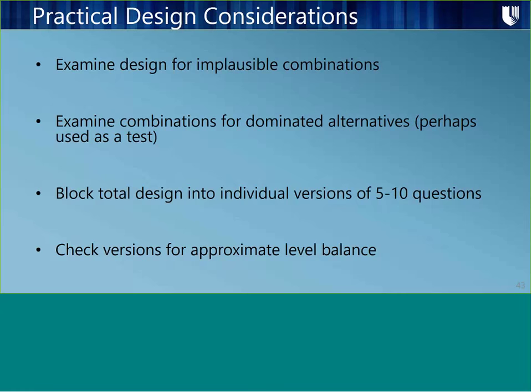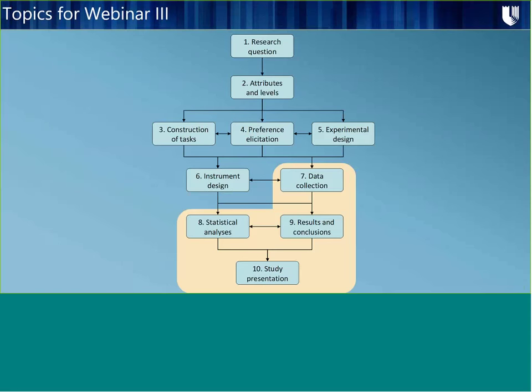The other concern we have has to do with making sure that these versions are administered an equal number of times. We'll talk about that again in the next webinar. So in the next webinar, we are going to deal with this transition between designing an instrument and getting data from it. We'll talk about statistical analysis of the data and how to interpret it, what results and conclusions we can obtain from statistical estimates of relative importance weights.